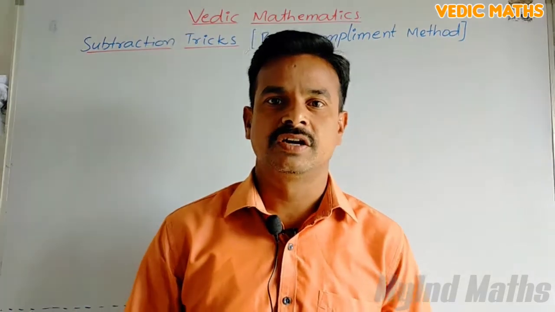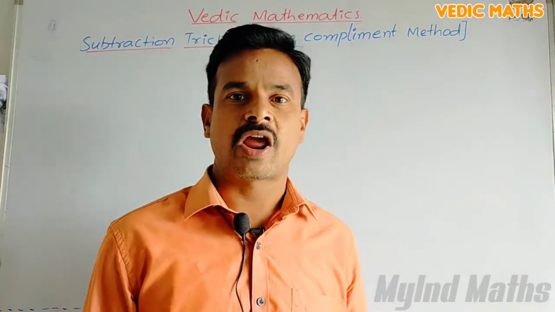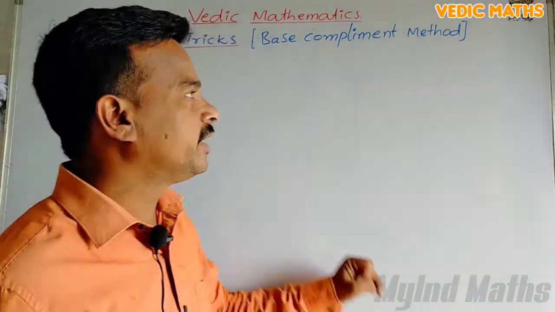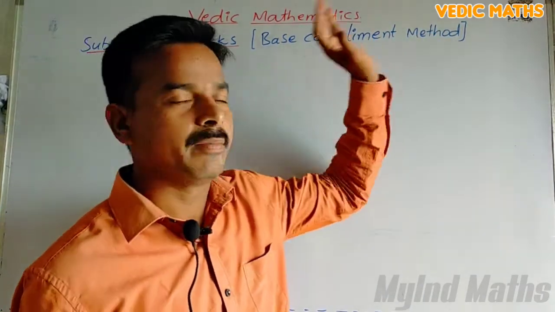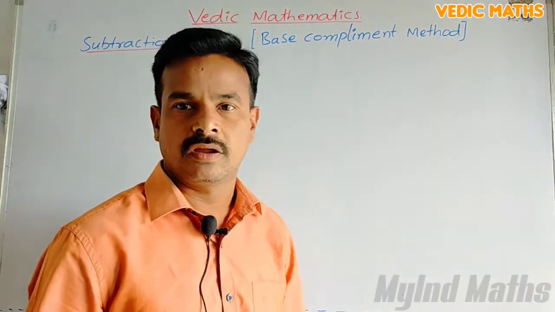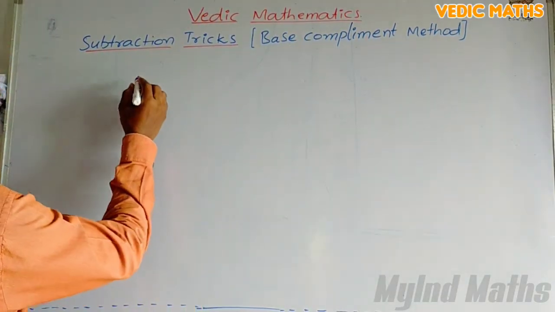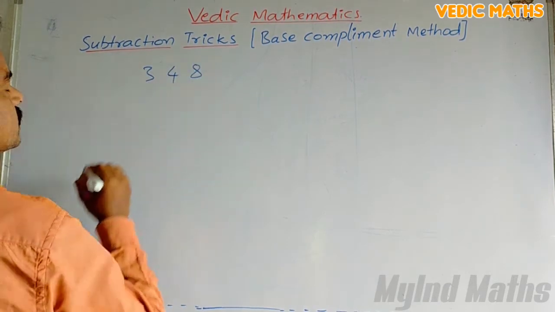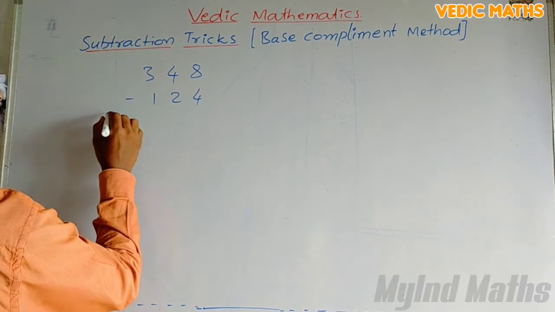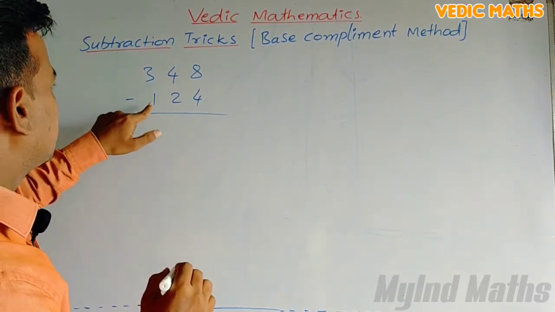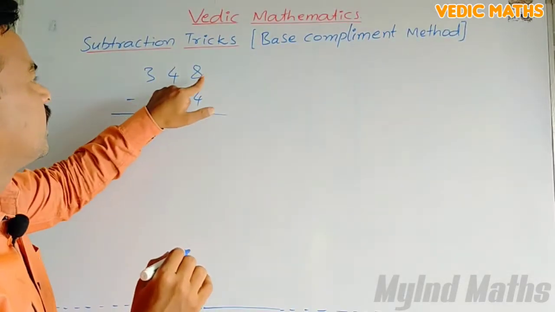And today's topic is Vedic mathematics subtraction tricks. Here we have to use one sutra, that is the base complement method. For example, if we take one subtraction, 348 minus 124. Here you see we are subtracting 124 from 348.